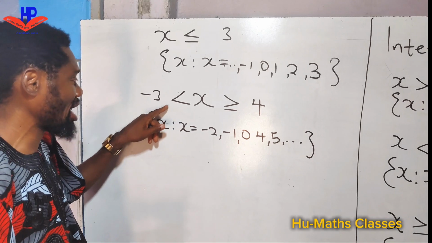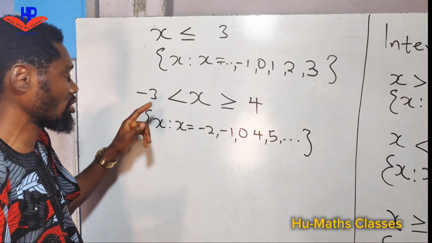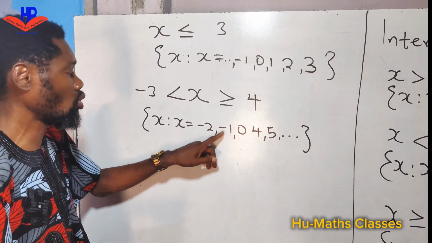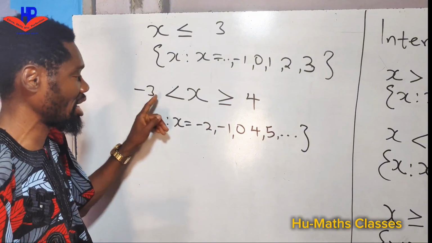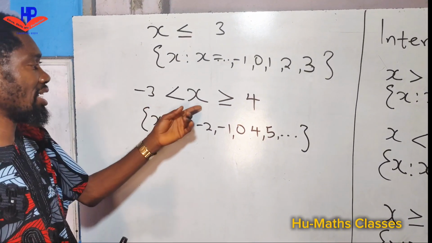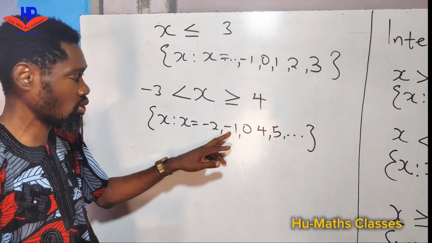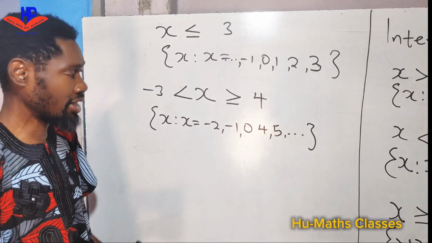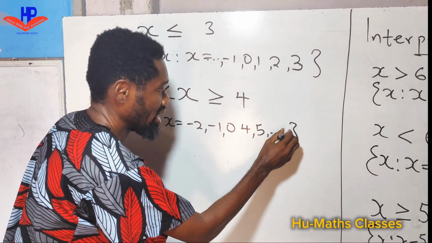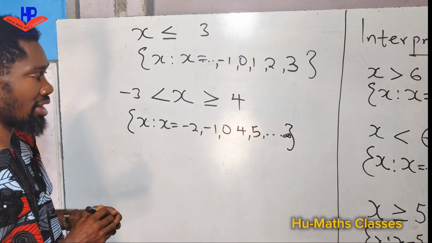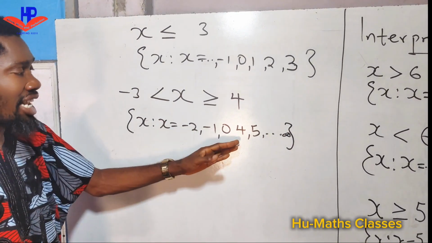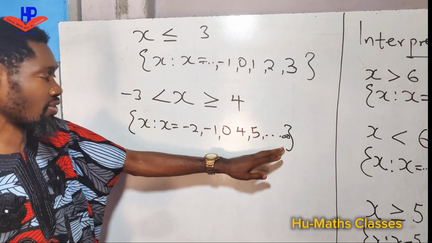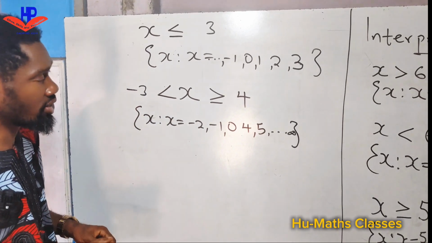So we need to start from 4, 5, 6 upward. X is greater than -3. Numbers greater than -3 are 0, -1, -2. These numbers are greater than -3. So this will be the set of x in these inequalities: -2, -1, 0, 4, 5, upward to infinity. So we need to indicate the sign of infinity. Those numbers cannot be exhausted. You can write as many numbers as you want on this positive side, but the truth is that you cannot exhaust the numbers.